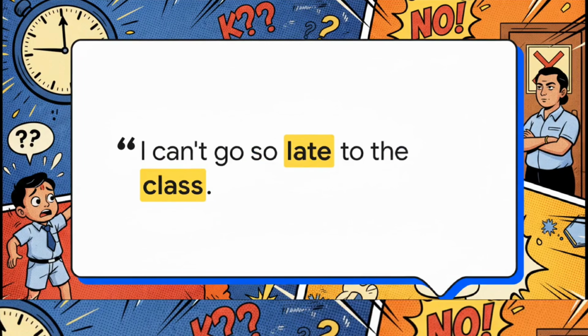Okay, so plan A didn't work. Time for plan B. Swami pivots. If being sick isn't going to work, maybe a timing issue will. He argues that it's already 9:30 and there's no way he can show up to class this late. You know, it's a pretty smart change in tactics, but it is about to backfire spectacularly.